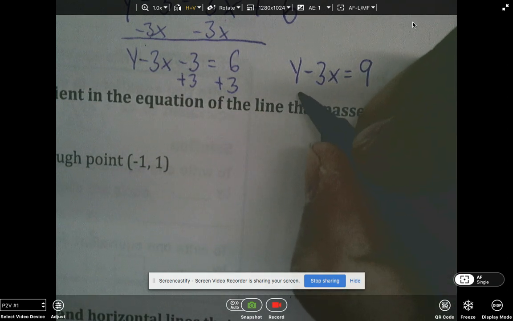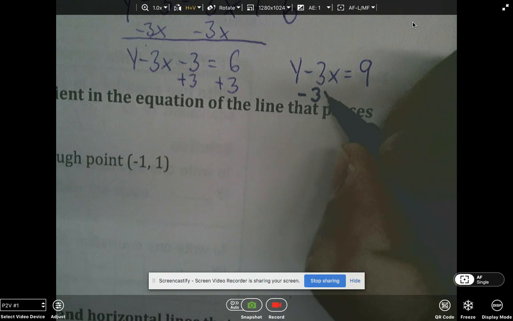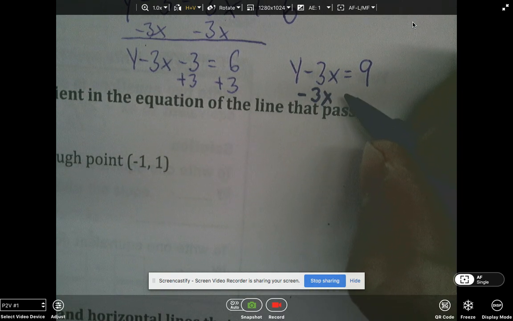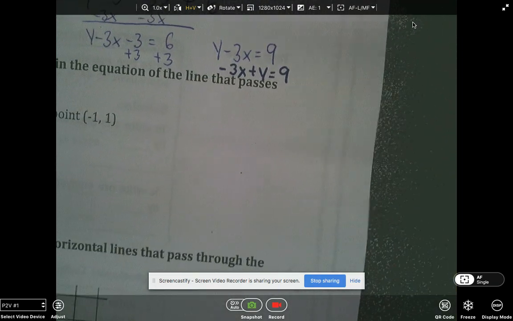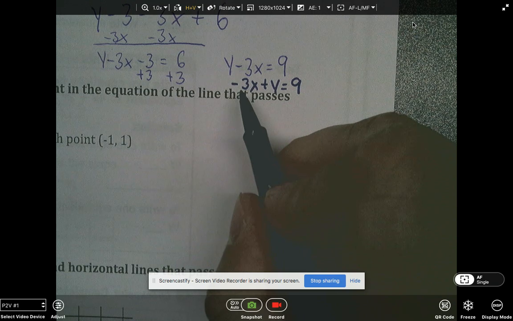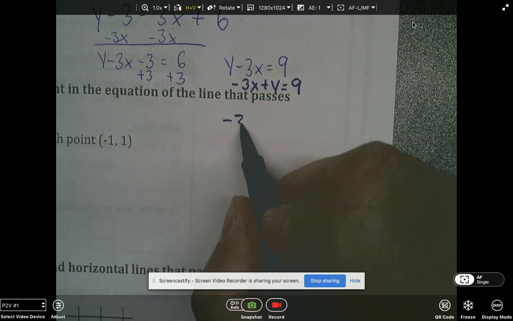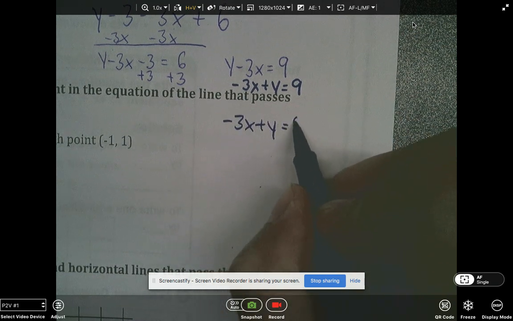Yeah, you just switch it up. So it would be negative 3x plus y equals 9. And we'll take it even a step further. Some mathematicians don't like that first term negative. So we could write negative 3x plus y equals 9 again.